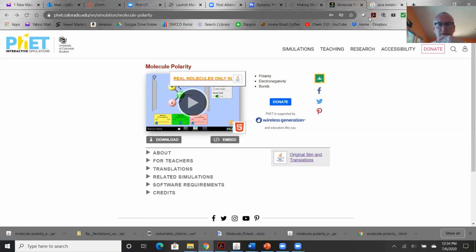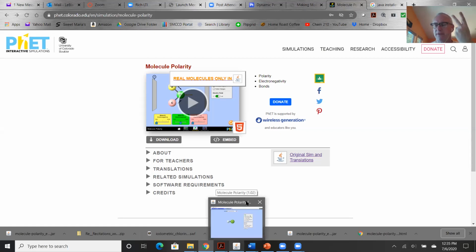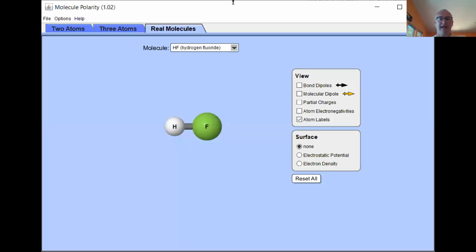So what I'm going to do is use the Java app, because then we can do the 1 atom, the 2 atoms, 3 atoms, and then the real molecules. So that's what I'll share. For those of you lucky enough to have the application, it would look like this.